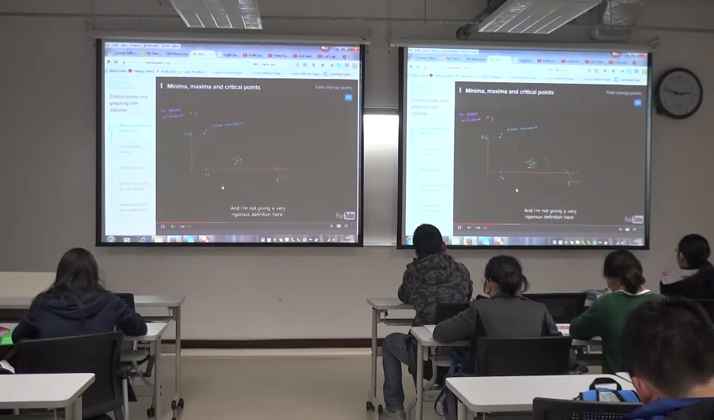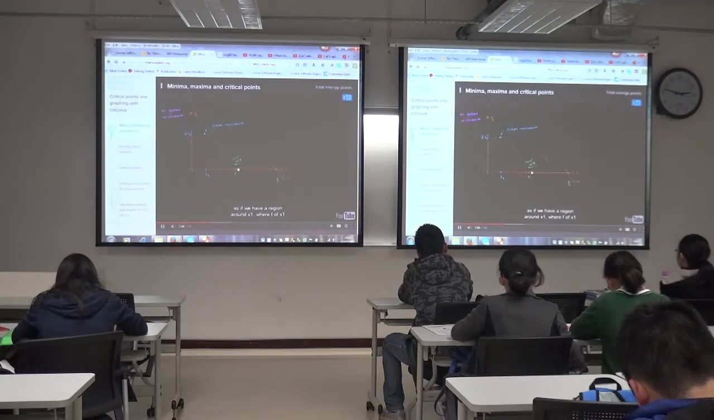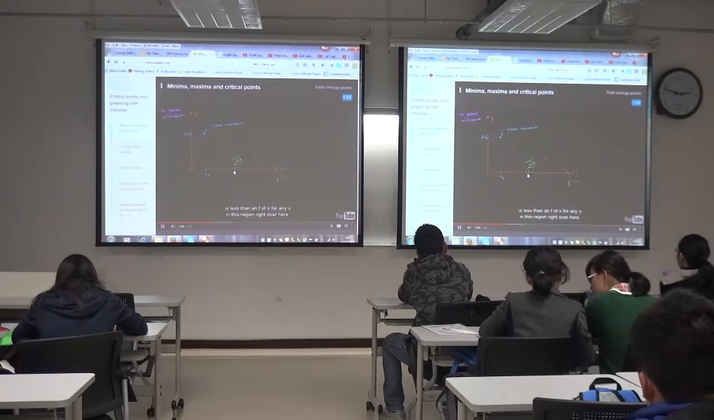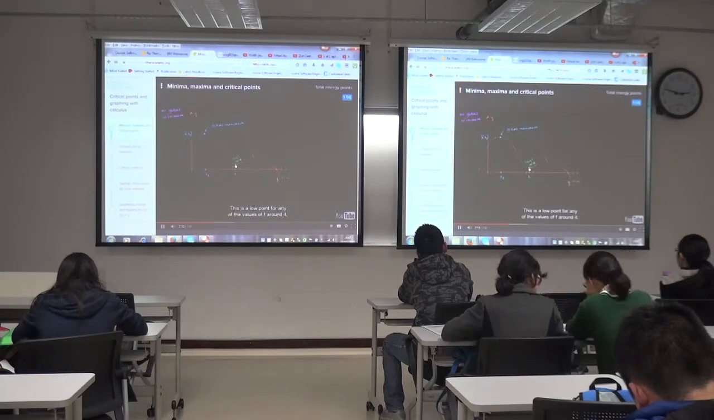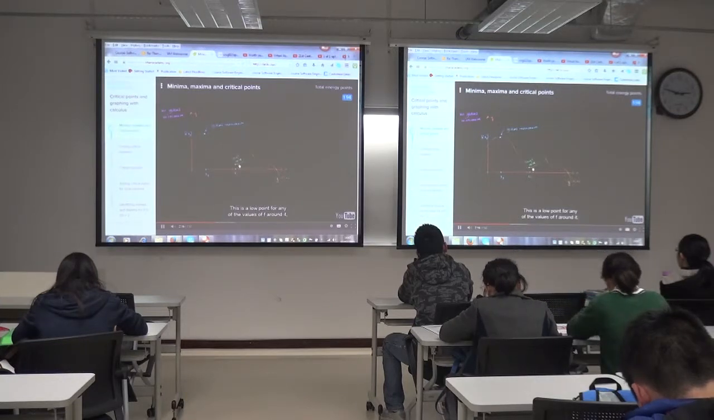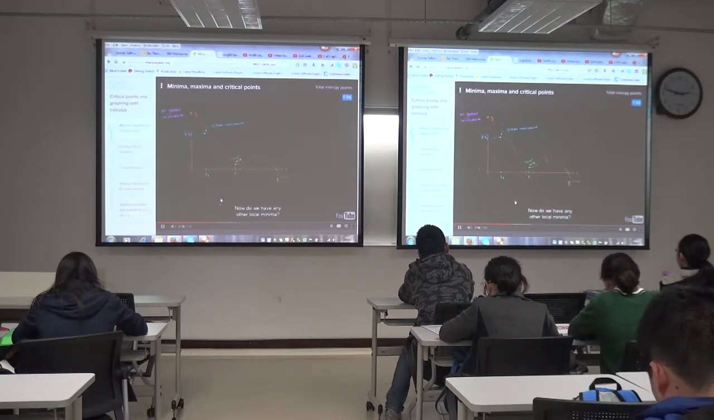And I'm not giving you a very rigorous definition here, but one way to think about it is, we can say that we have a local minimum point at x1 if we have a region around x1 where f of x1 is less than f of x for any x in this region right over here. And it's pretty easy to eyeball too. This is a low point for any of the values of f around it right over there. Now, do we have any other local minima? Well, it doesn't look like we do.